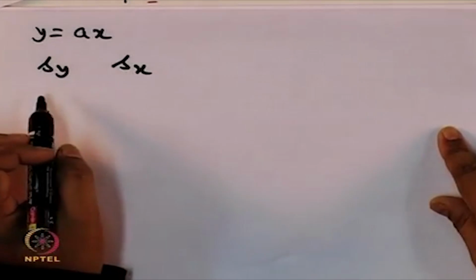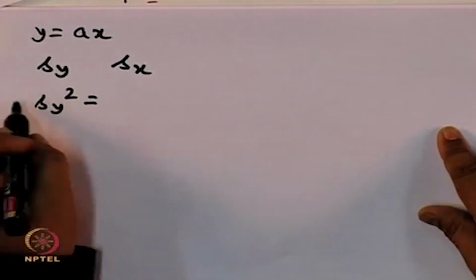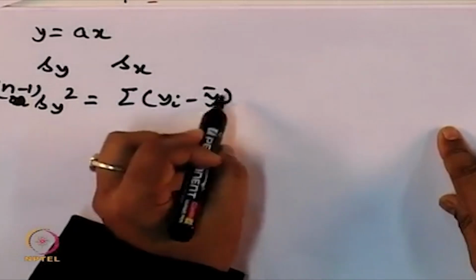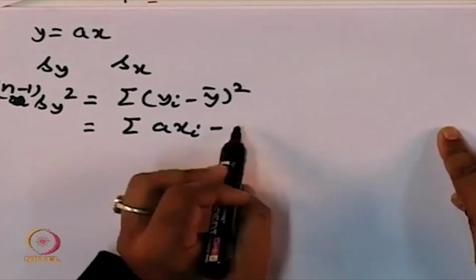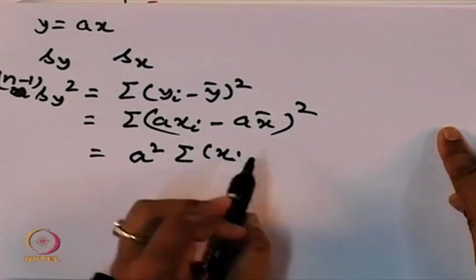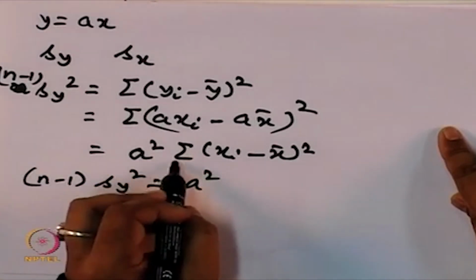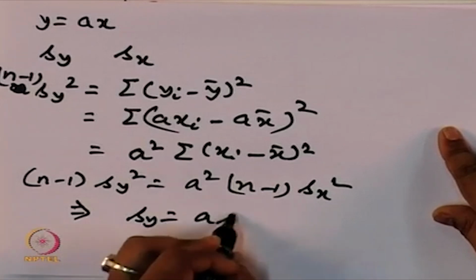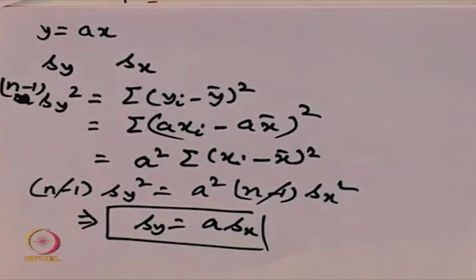The way to do it: I know my sy, so n minus 1 sy square is nothing but summation yi minus y bar whole square. Now yi is a xi, so I can put that as a xi minus a x bar whole square, which is nothing but a square into summation xi minus x bar whole square. So n minus 1 into sy square is equal to a square into n minus 1 into sx square. I can cancel these terms out, and this gives that sy is equal to a into sx. This is the final formula which remains.